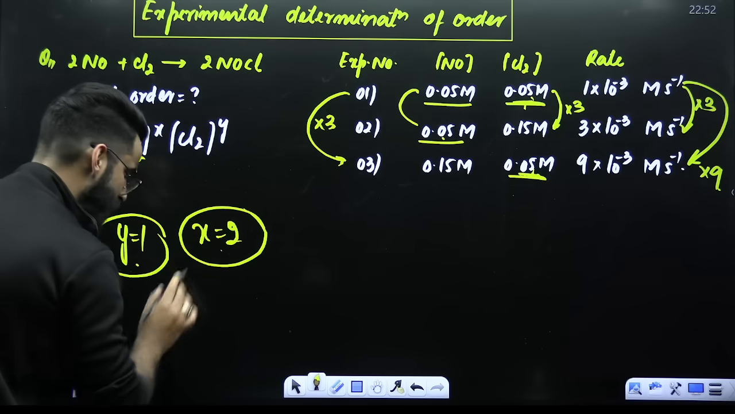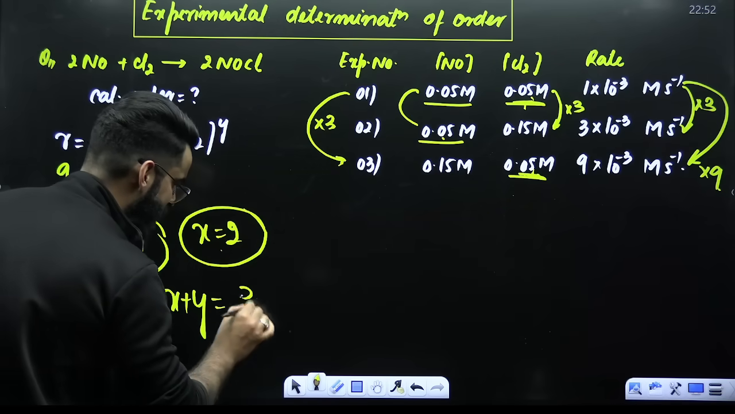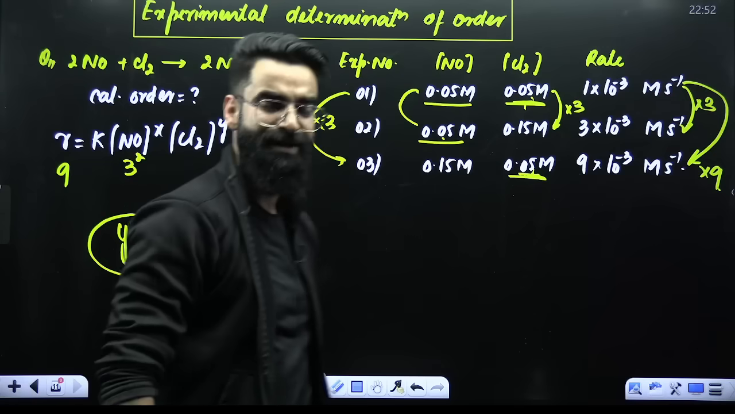If you got the Y, you got the X. Overall order of the reaction is X plus Y. That means the overall order of the reaction is going to be 3 over here.